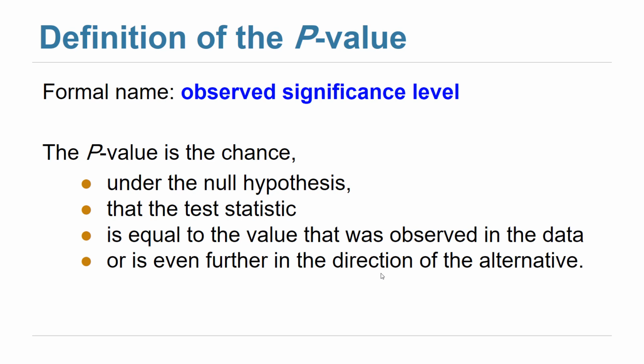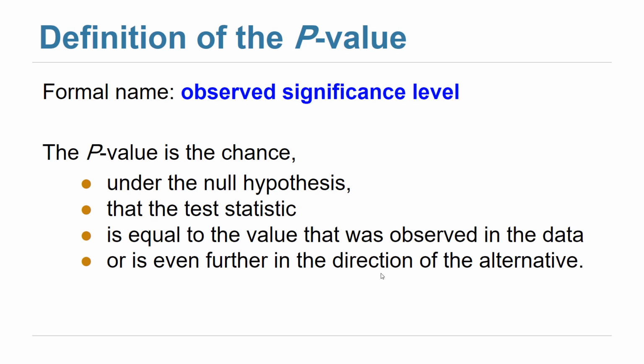So for each observed value of the test statistic, we will have to compute the p-value. Okay, of course, in a hypothesis test, we have just one observed statistic value. We compute the p-value for it. We compare it with the significance level, which is the cutoff point that we set.